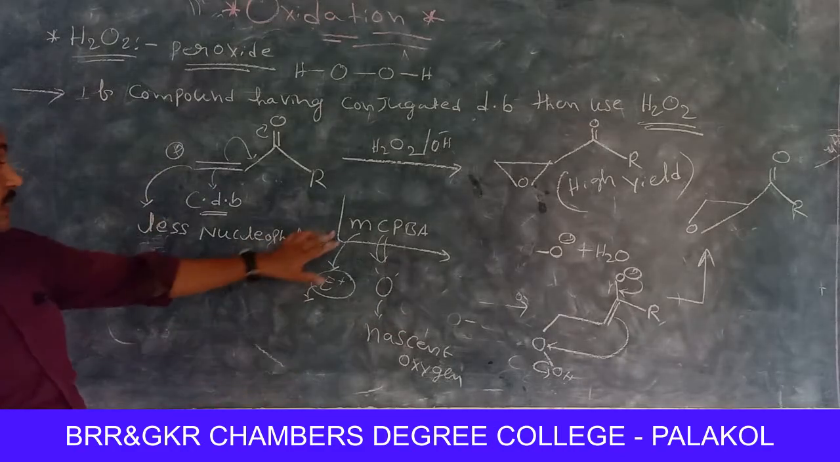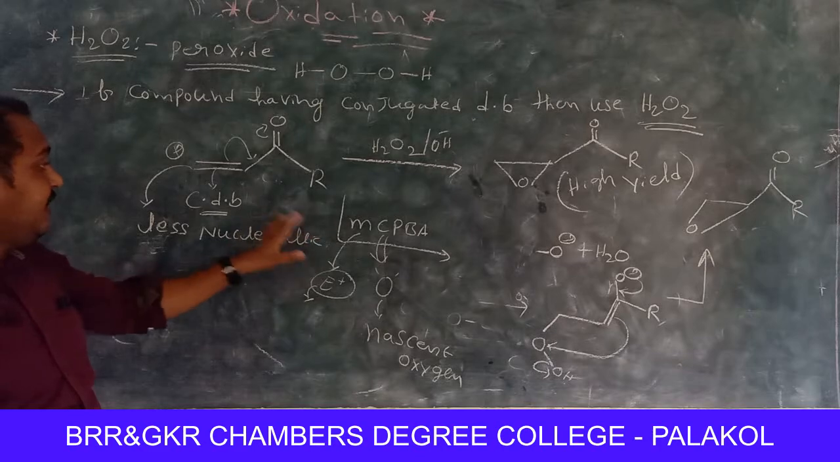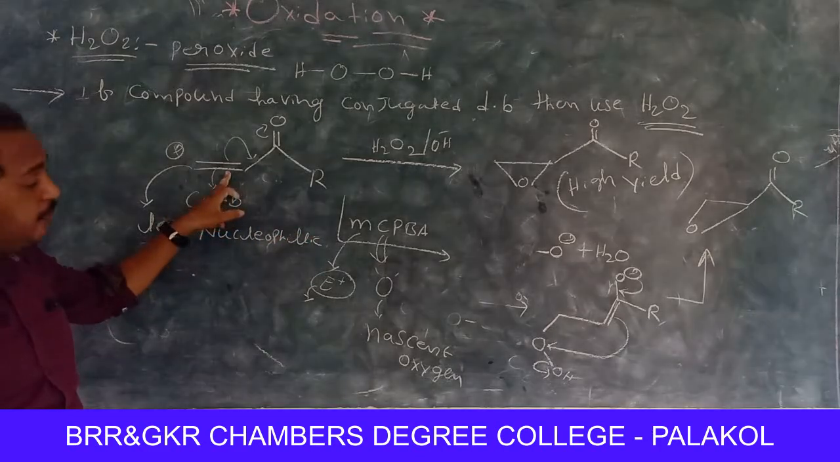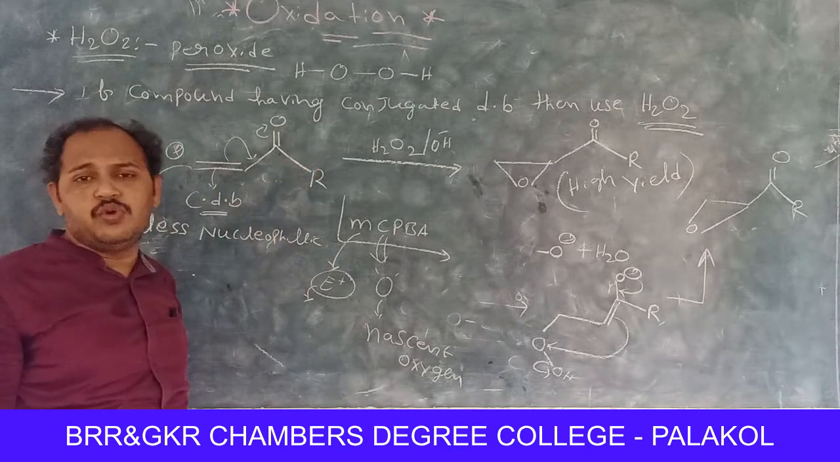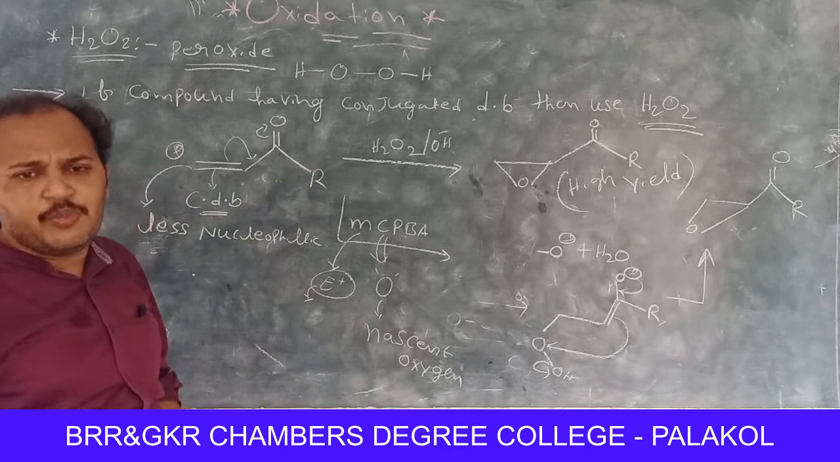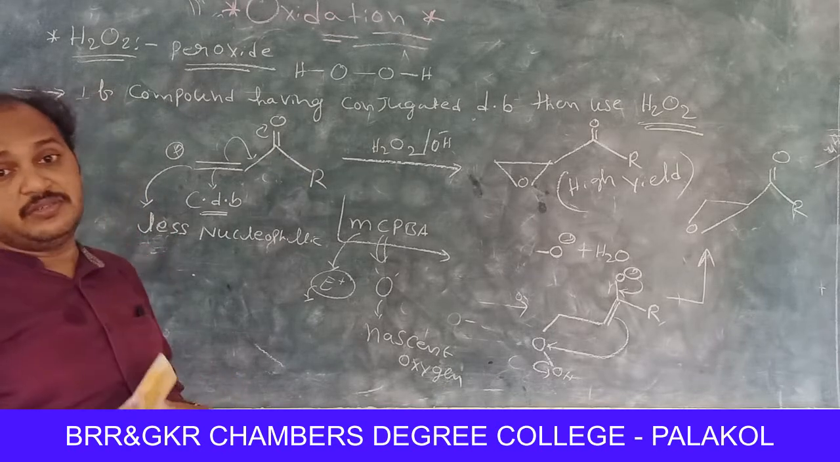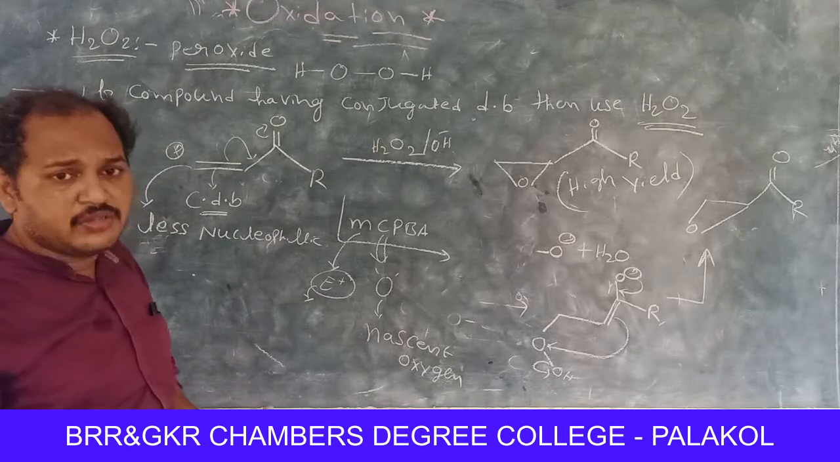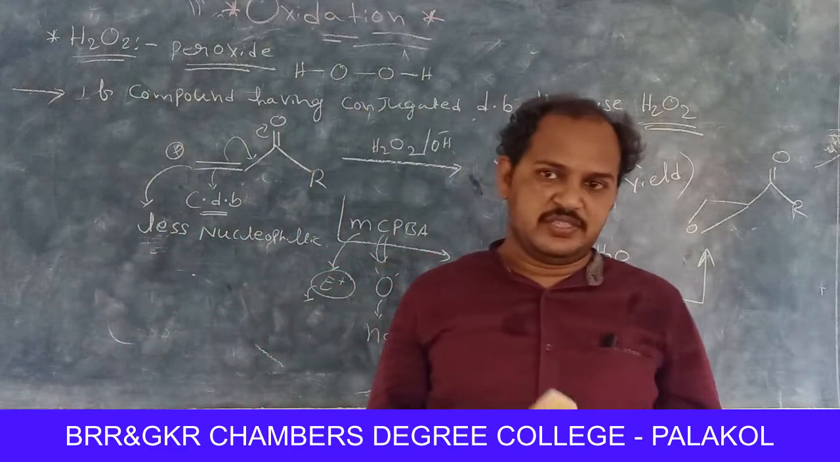But it does react with the C=O double bond, right? So it gives less yield with the C=C double bond, and besides that, it gives more yield with the C=O double bond. With C=O, what kind of product can we get? We get Baeyer-Villiger oxidation. What is Baeyer-Villiger oxidation? Carbonyl compounds are converted to esters.